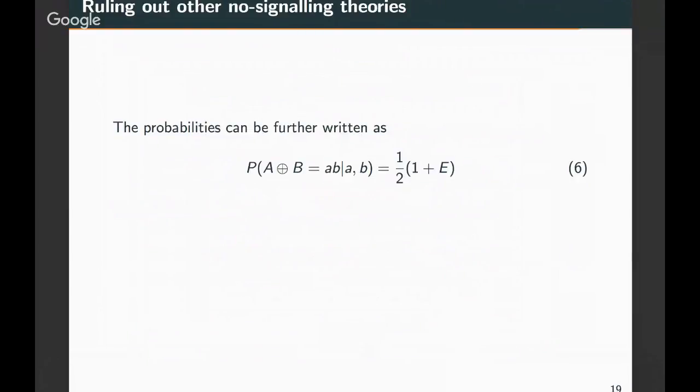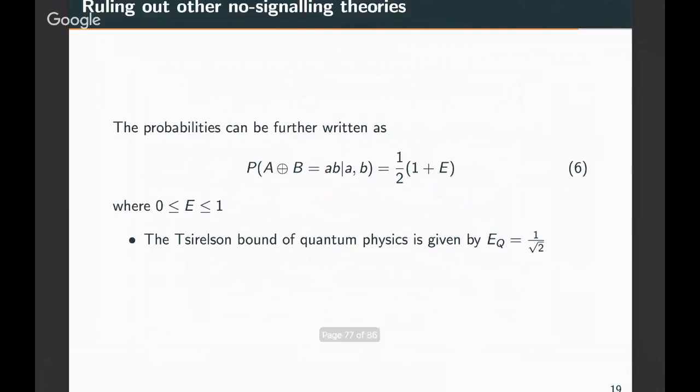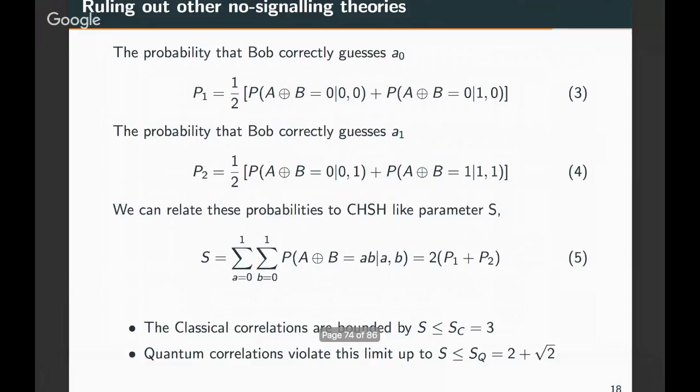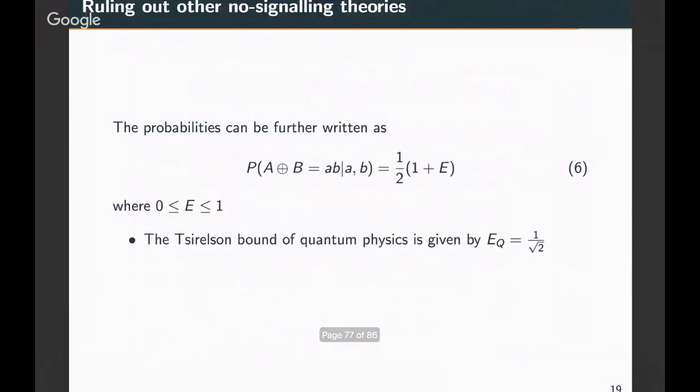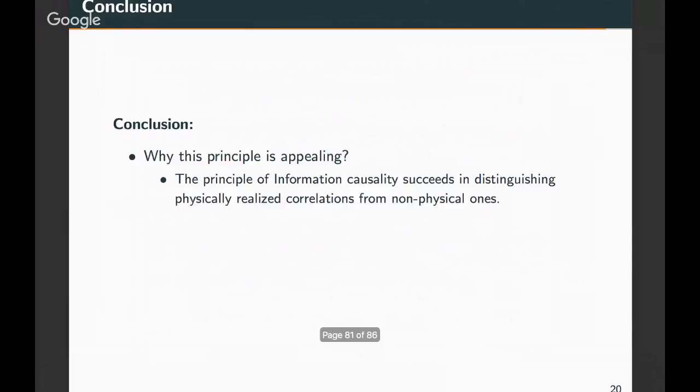We can write the probability as half into 1 plus E, where E lies between 0 and 1. The Tsirelson bound in this case is E_Q equal to 1 by root 2, which you can compare with S equal to 2 plus root 2. As E exceeds E_Q, I becomes greater than 1. So as we go above the bound put by quantum mechanics, information causality fails. So this principle helps us distinguish physically realized correlations from non-physical ones.